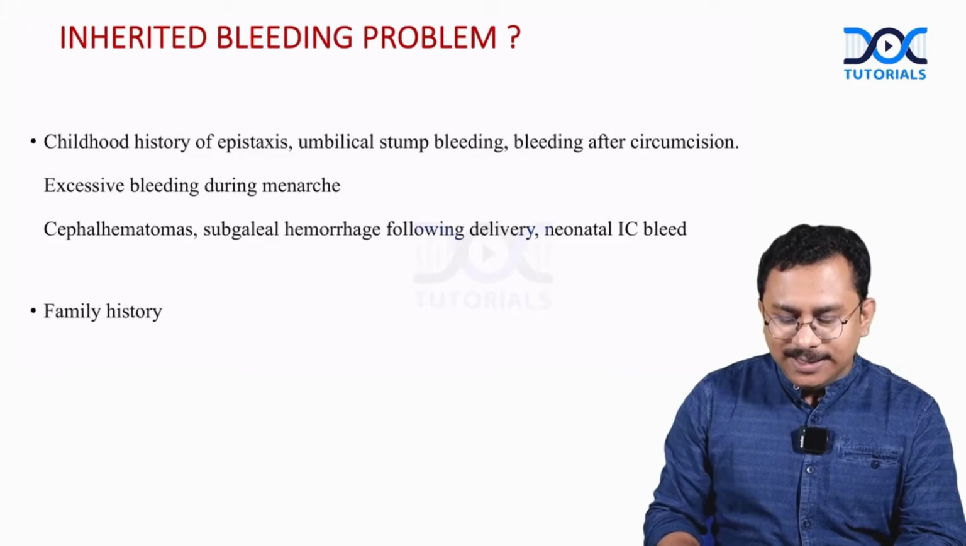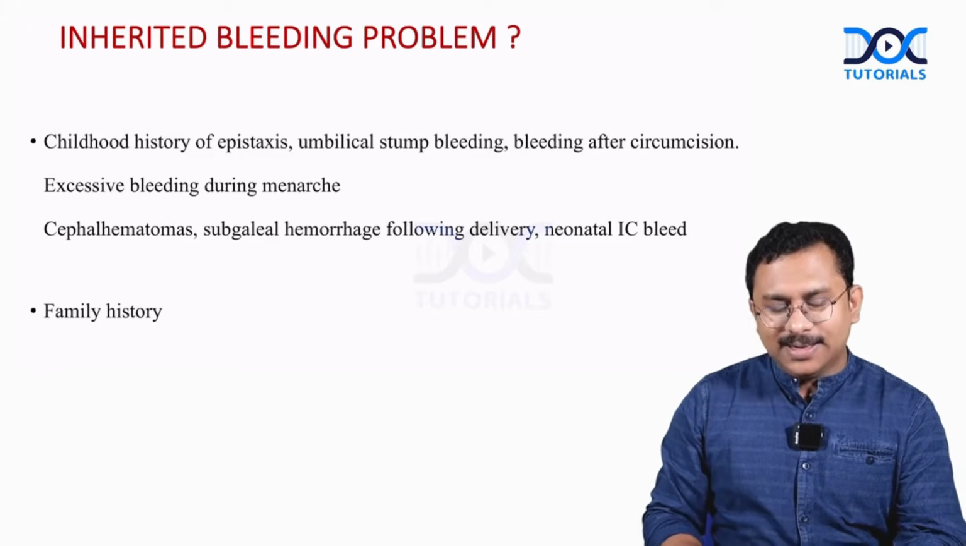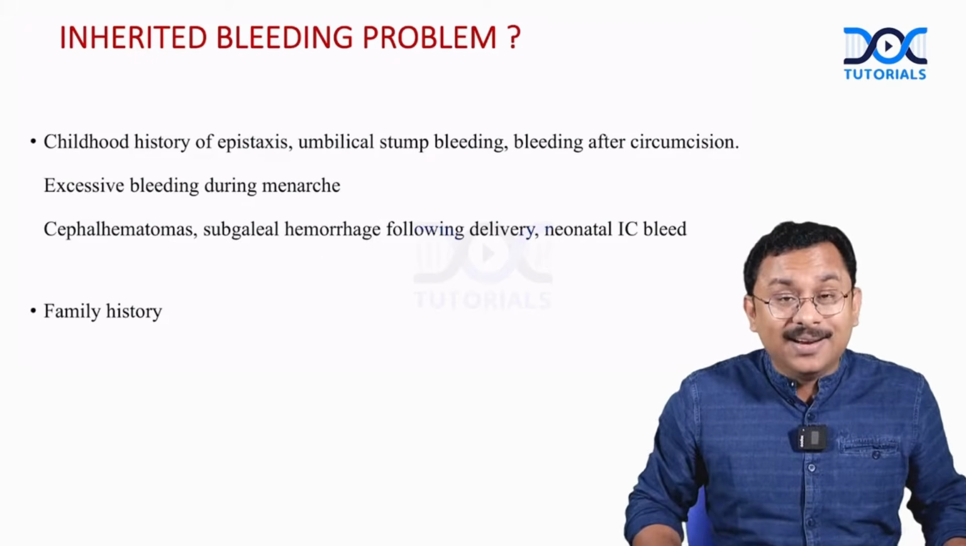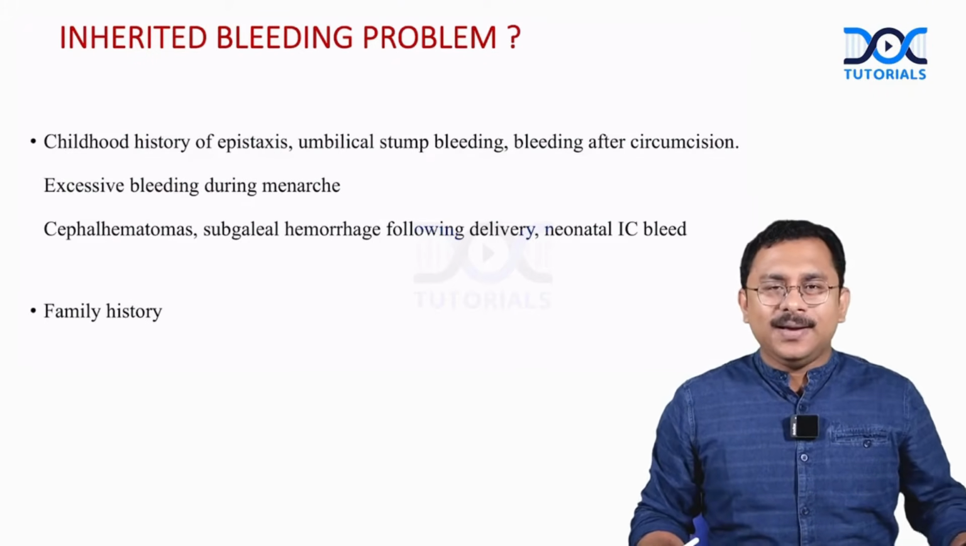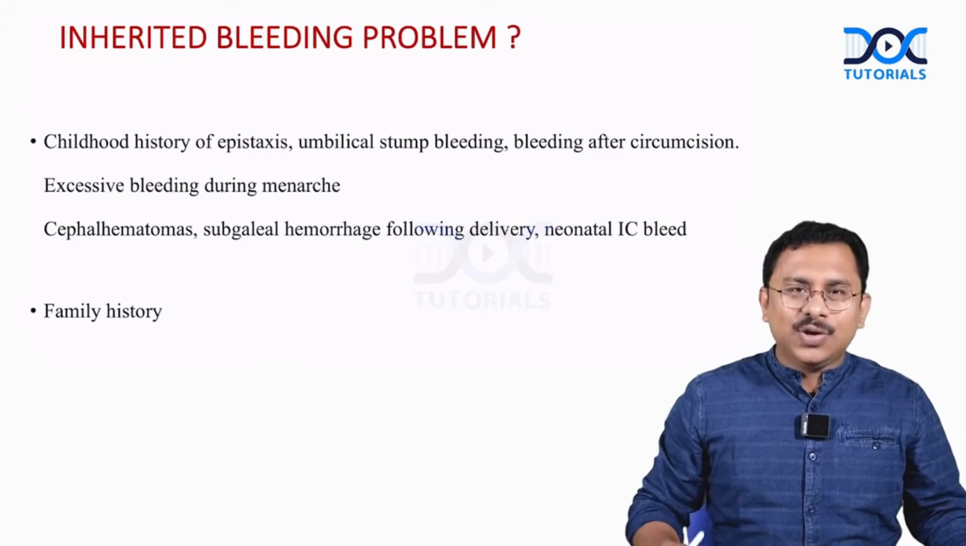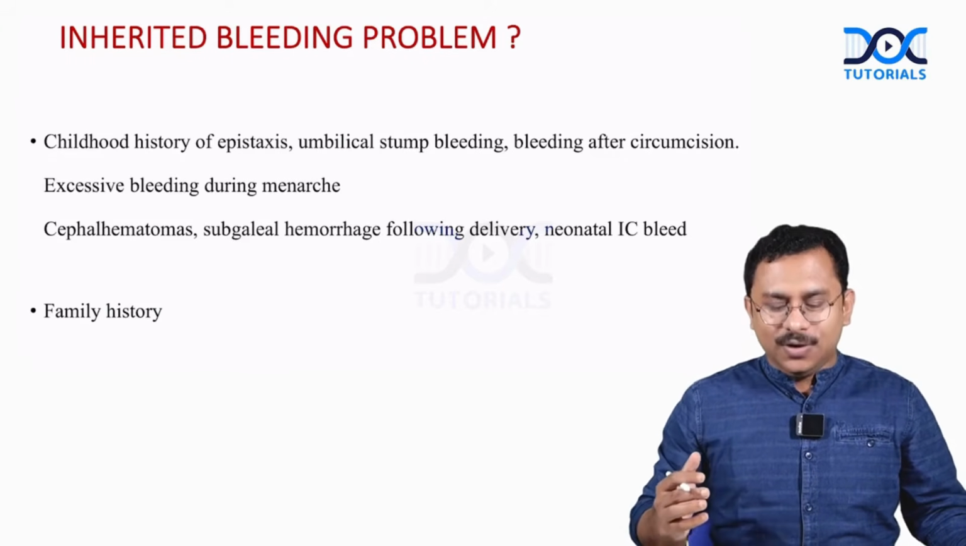Then the next point is, once you identify it is a primary or a secondary hemostatic defect, you've got to see, is it an inherited problem or an acquired problem? So you can have inherited causes as well as acquired causes. So how do you know if it is an inherited cause or not?